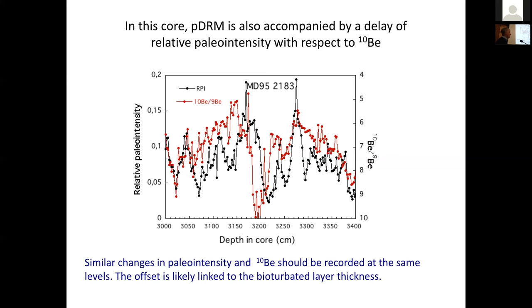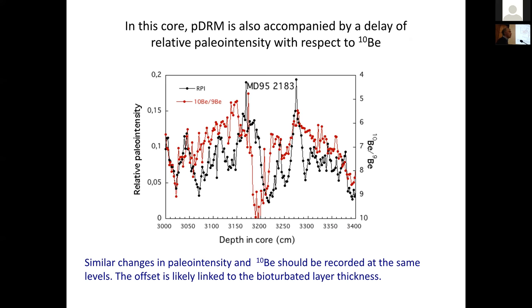And in order to take this effect into account, we have to normalize by beryllium 9. We have to take into account the various scavenging effects that can be within the sediment, and we have to take into account the ocean circulation, the ocean mixing, and different parameters like that. That's the reason why we use beryllium 9, beryllium 9 responding the same way as beryllium 10.